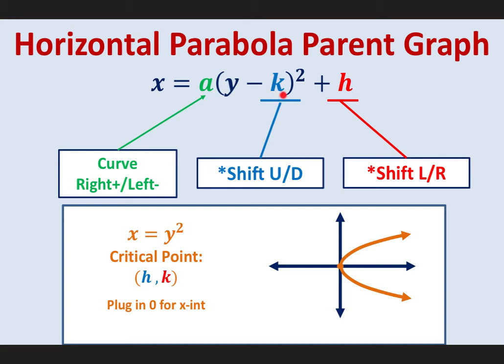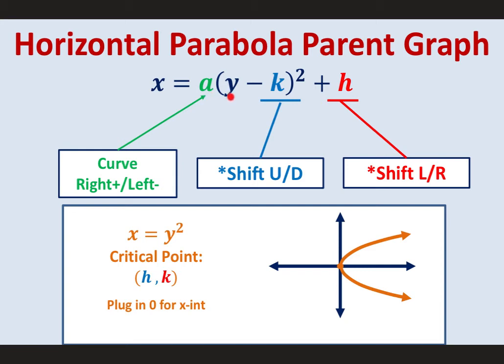So notice k, that's our up-down shift, right? So it's going to be the one that's opposite and on the inside here. And then plus h. So this is our left-right shift, and it's not going to be opposite. So positive means right, and negative means left. This is essentially backwards day. Everything is switched. The x's and the y's are switched. That's how you tell it's one of these horizontal parabolas, is it's x equals. That doesn't really switch, that's fine.